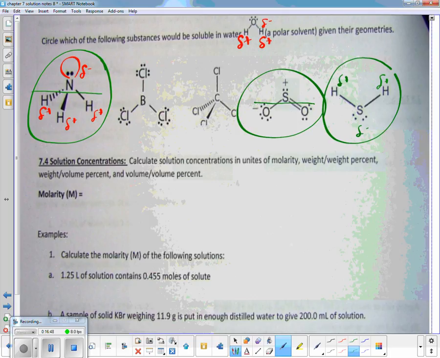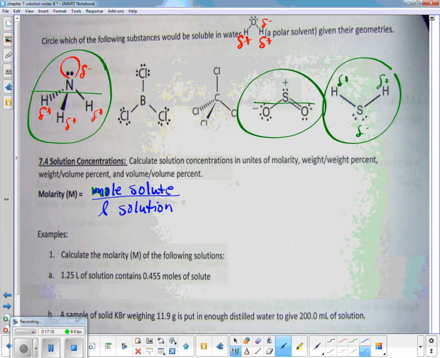Okay, so then we get down to solution concentrations. Molarity is what we did today with the Kool-Aid lab. Molarity is moles of solute divided by liters of solution. Now this is different than what we did in the freezing point lab, where we were working with molality. Molality was moles of solute divided by kilograms of solvent.